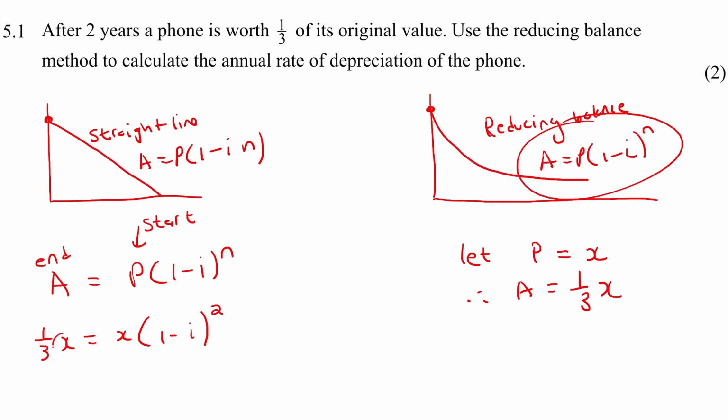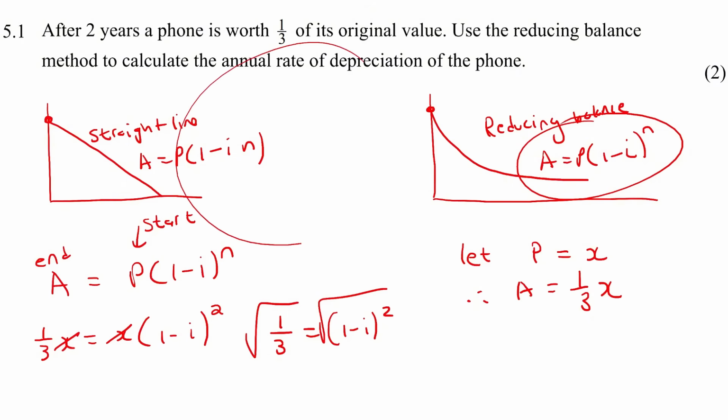Now, these x's, you see how they are on both sides? We're just going to cancel those out. And so we end up with 1/3 equals (1 minus i) to the power of 2. So how would we solve this now? Now we take the square root on both sides. Normally we would say plus minus over here, but with these kind of interest rate questions, we don't. You can just leave it like that.